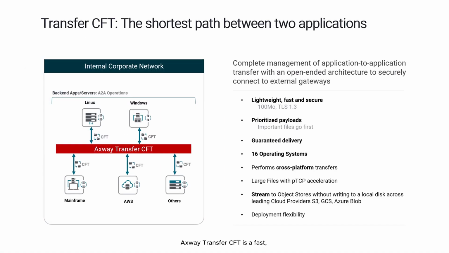Axway Transfer CFT is a fast, secure, and lightweight file transfer solution that ensures reliable data exchange between applications or peers. It supports TLS 1.3, prioritized payload, guaranteed delivery, and accelerated large file transfers via PTCP. Compatible with 16 operating systems, it enables seamless cross-platform transfers and direct streaming to cloud storage like Amazon S3, Google Cloud Storage, and Azure Blob. Its flexible deployment suits diverse enterprise needs.